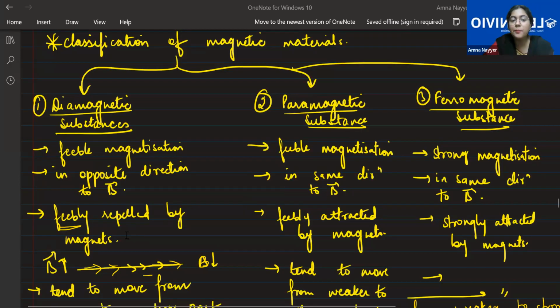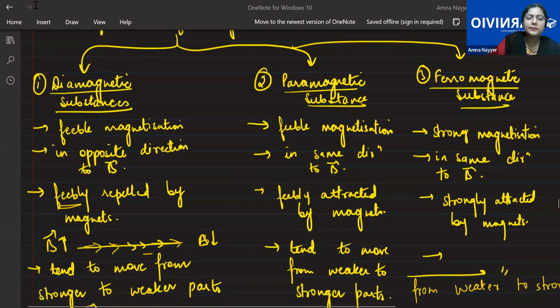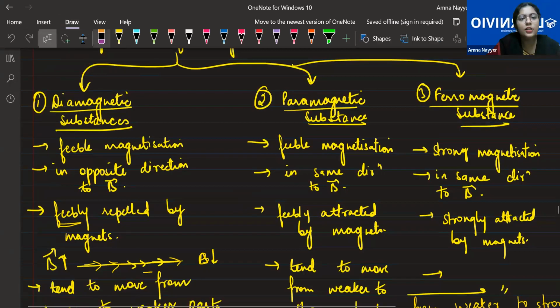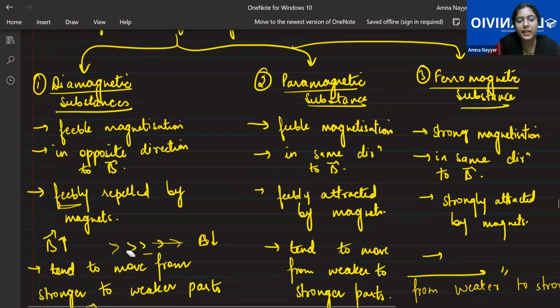Then they are weakly repelled by the magnet. Wherever the feeble term is there, you just understand it by the term weaker. So they are weakly repelled by the magnets. Paramagnetic are weakly attracted, while the ferromagnetic are strongly attracted by the magnets. They have the tendency to move from stronger regions of magnetic field to weaker regions of magnetic field.